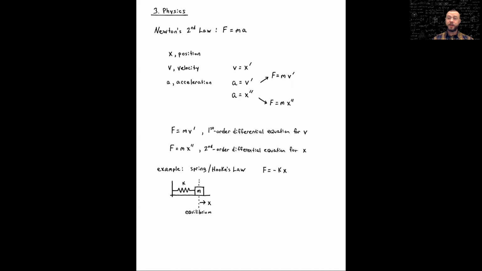Okay, so the example here, we're going to consider the system of basically an object of mass m attached to a spring. And the force for a spring, what's called Hooke's law, the force equals negative k, where k is what's called a proportionality constant or spring constant, and then times x, where x is the displacement of the object.